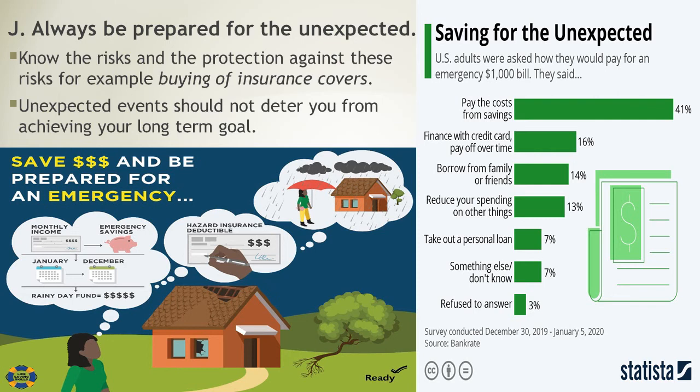So those are the two areas that we can look at. One is to have an emergency fund. Number two, get insurance cover on your investment.